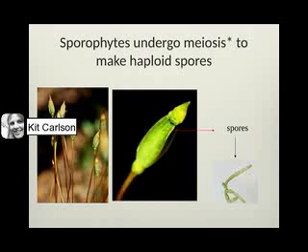And the last few slides in this section are just a recap. Here is a close-up of that sporophyte capsule and the sporangia inside this capsule. They will undergo meiosis to make haploid spores that germinate into the new gametophyte generation.